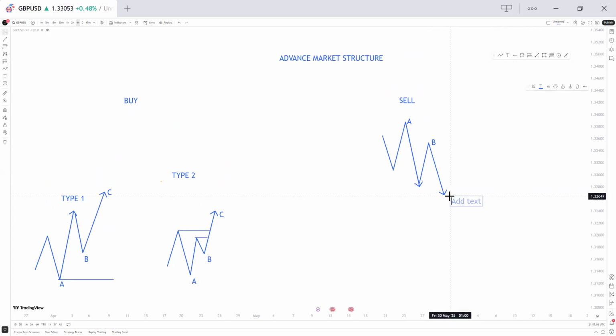Then this is your C. Understand? This is type 1. I already explained it for the buy side. So the same thing for the sell side.